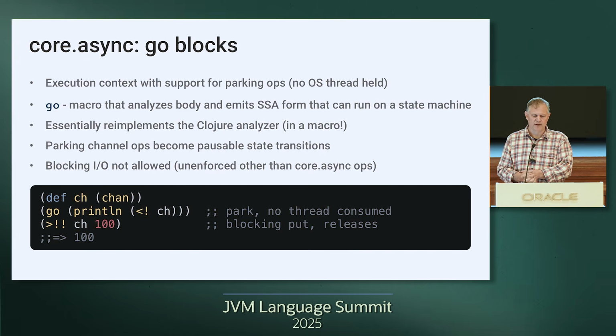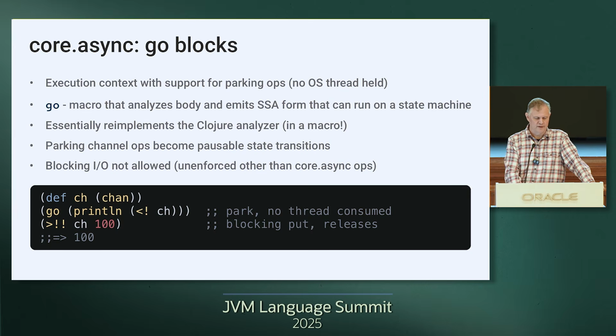And so there is some code inside core async that will convert that AST form into SSA form. That was written by Tim Baldridge back in the day. And it basically gives us the ability to analyze the body of this Clojure code and transform it and run it on a thread pool with pausing. Blocking I/O is not allowed because we don't have any way to park out of a blocking operation. At this point, this was written in 2013, so we don't enforce that. There are some tools to actually detect that stuff, but we don't enforce it other than for core async operations themselves.